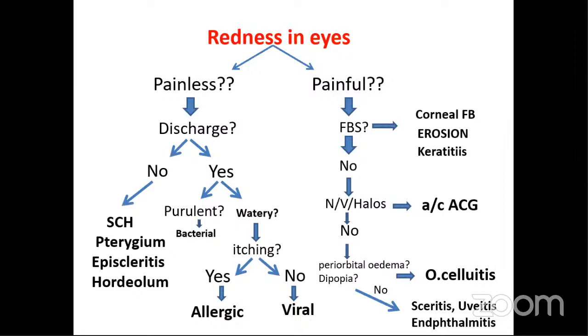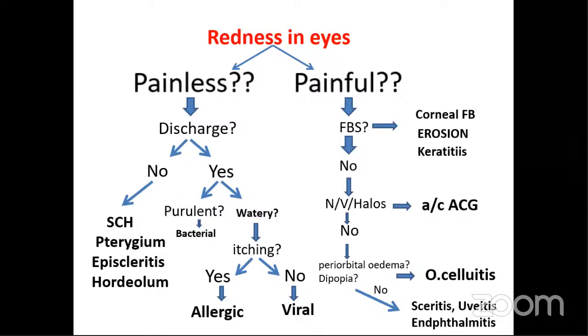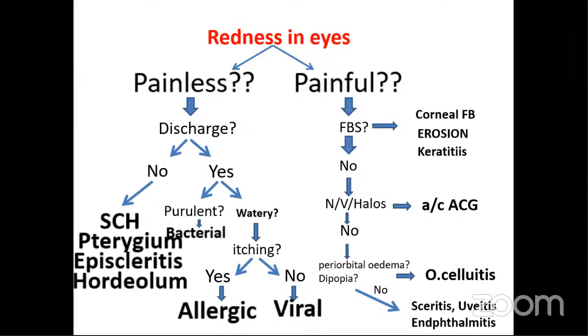The next important complaint is redness. In redness, it could be painless or painful. If it is painless, you have to ask about the nature of discharge. If it is purulent discharge, it is usually bacterial. If it is mucopurulent, it could be chlamydial. And if it is watering, you have to ask another history, that is presence of itching. If there is severe itching, it is usually allergic. If there is mild itching or no itching, it is usually pointing towards viral conjunctivitis. And if there is no discharge with painless redness, it is usually subconjunctival hemorrhage, pterygium, etc.